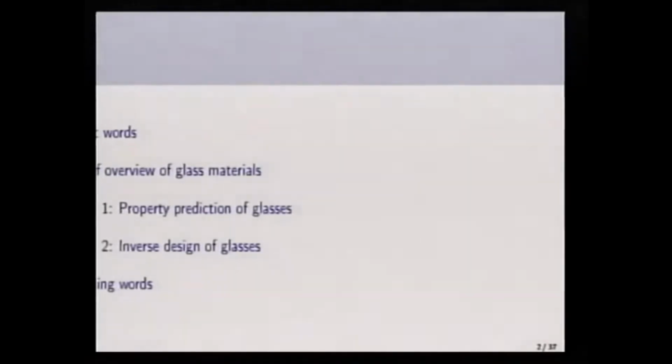Part 1, you already saw a little bit of a spoiler from Professor Osvaldo's talk, a very nice talk, by the way, where I will discuss a little bit about property prediction of glasses. And on the second part, we will discuss inverse design of glasses. Before that, I will do a brief introduction about glasses, so we can all be on the same page. But before that, I want to start with some first words.